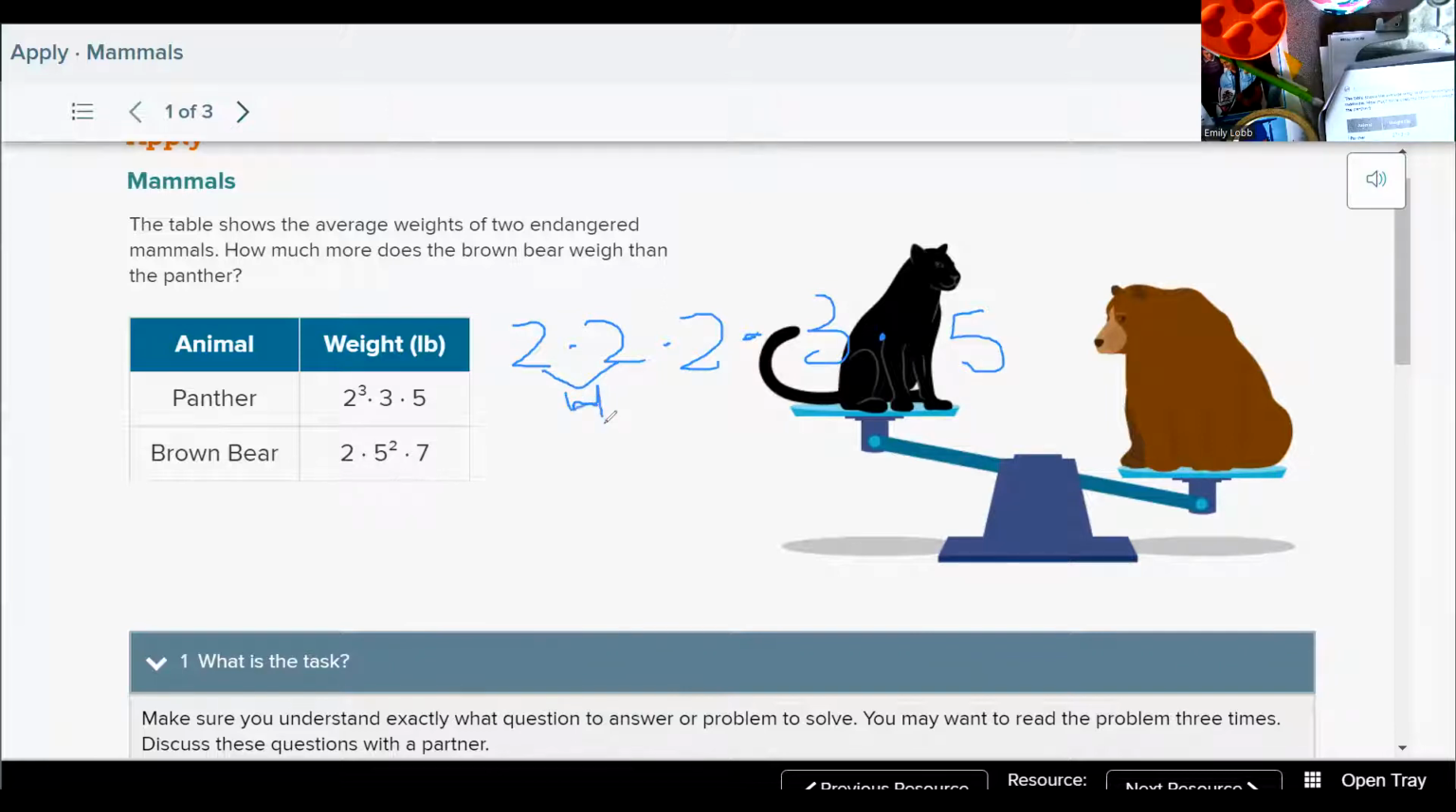So 2 times 2 is 4. 4 times 2 is 8. 8 times that 3 is 24. And 24 times that 5 is 120. Good. So half of 24 is 12. And then if I multiply it by 10, that's how I figure out my 5s, because 5 is half of 10. I just have to even number them. Perfect. And if it's an odd number, it's going to end in 5.